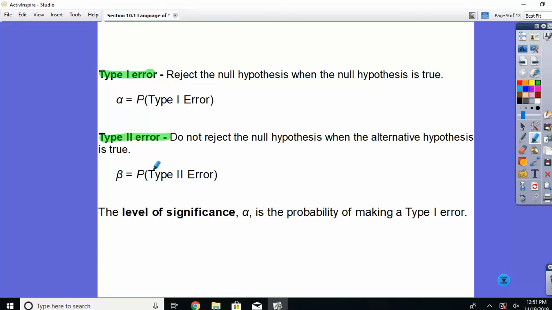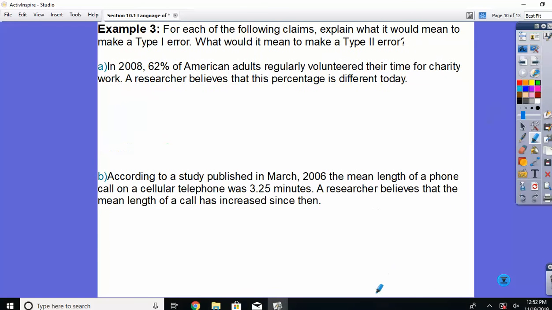So I might give you a scenario and say, okay, give me the examples. What would be a type 1 error? What would be a type 2 error? Or I might say, okay, this happened. Which type of error was it? So you do need to know which is which. So that's what we're going to do now. Take a few examples and we're going to identify the different types of error. So for each of the following claims, explain what it would mean to make a type 1 error and a type 2 error.